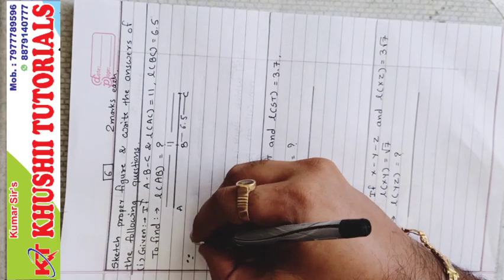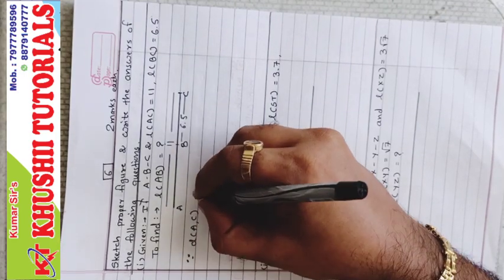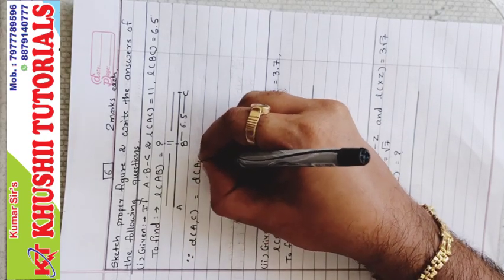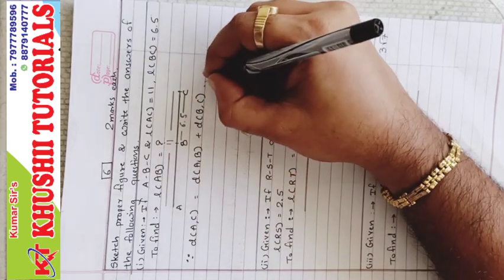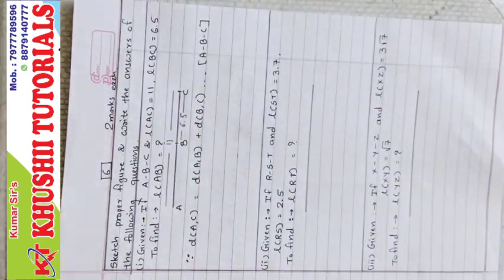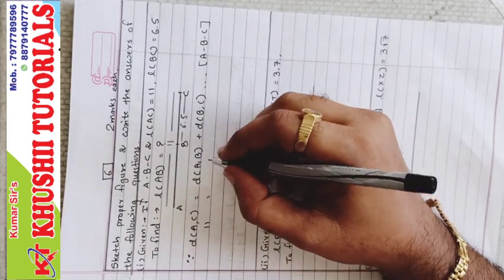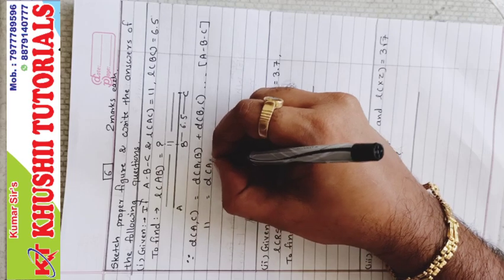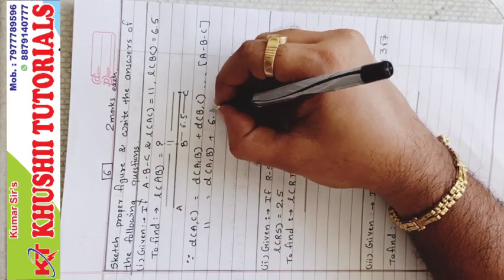Given: distance of AC equals distance of AB plus distance of BC. Reason: A-B-C. Distance of AC is 11. Distance of AB we don't know; we need to find it. And distance of BC is 6.5.